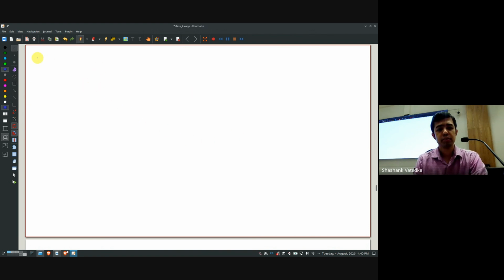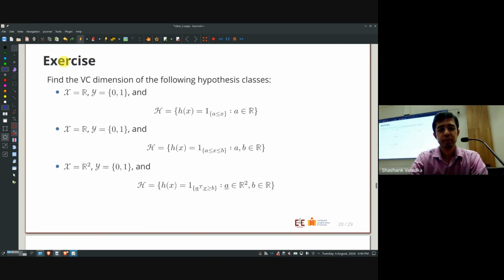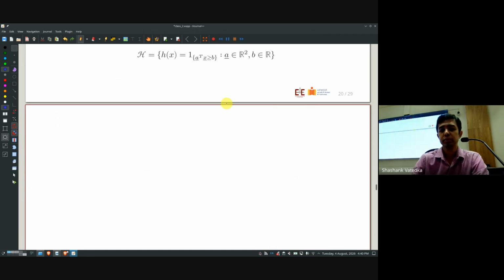All right, so let's see another example. Suppose that X, the feature space, is the set of all real numbers. Y is {0, 1}, so it's a binary classification problem. And H is the set of all threshold functions. So h(x) is 1 if a is less than or equal to x and 0 otherwise, for all possible a. So this consists of all possible step functions.